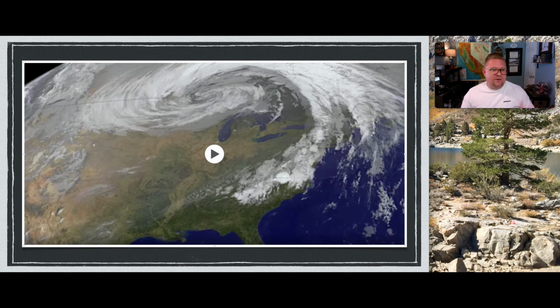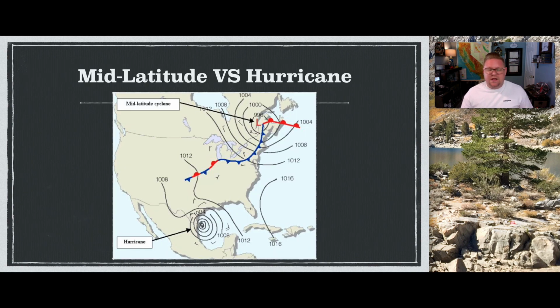Then if we look at this other map, which I think is really helpful, this is putting two of them on the same board. Again, look at how much detail has gone into this mid-latitude cyclone, going from Texas all the way into Canada. Then we can look at the hurricane that's right down here in the middle. So again, the functionality is still the same. Low pressure systems are in the middle, and so on and so forth.